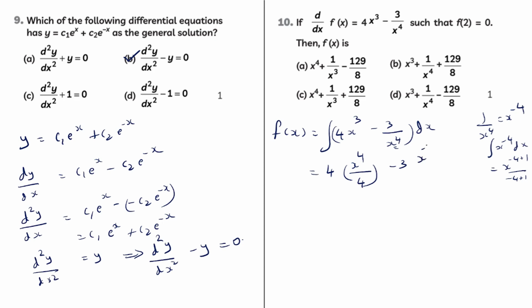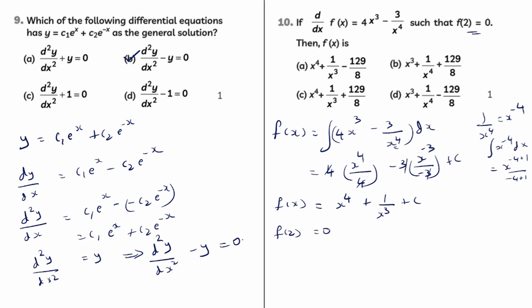So it is x raised to minus 3 upon minus 3 plus c. So here 3 and 3 will go, 4 and 4 will go. This is equal to x raised to 4 plus 1 by x cube plus c. So this is f of x. Here it is given f of 2 equal to 0.